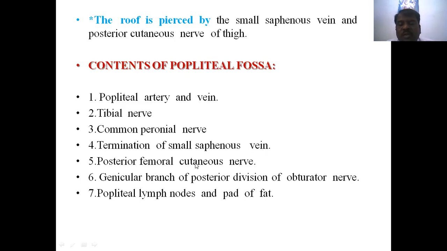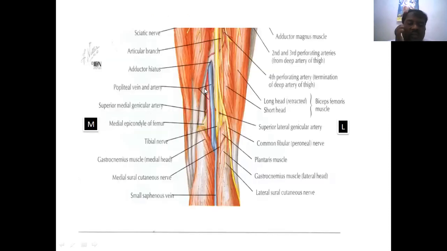Posterior femoral cutaneous nerve, genicular branches and the posterior division of the obturator nerve we can also identify in the contents of the popliteal fossa. Popliteal lymph nodes, very small, we can identify. Sometimes if there is any infection in the leg region and foot region, then these popliteal lymph nodes are enlarged. We can also identify the floor region, and the pad of fat is also present in the contents of the popliteal fossa. See here, we can also find it.